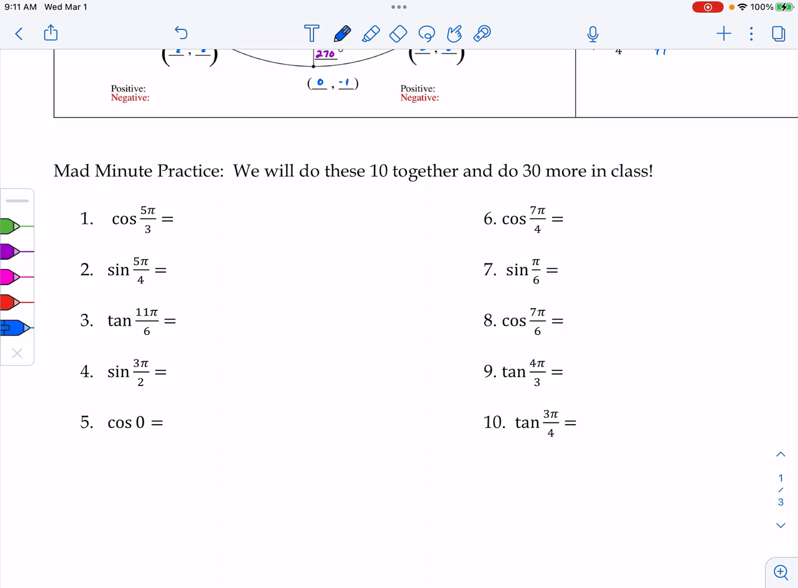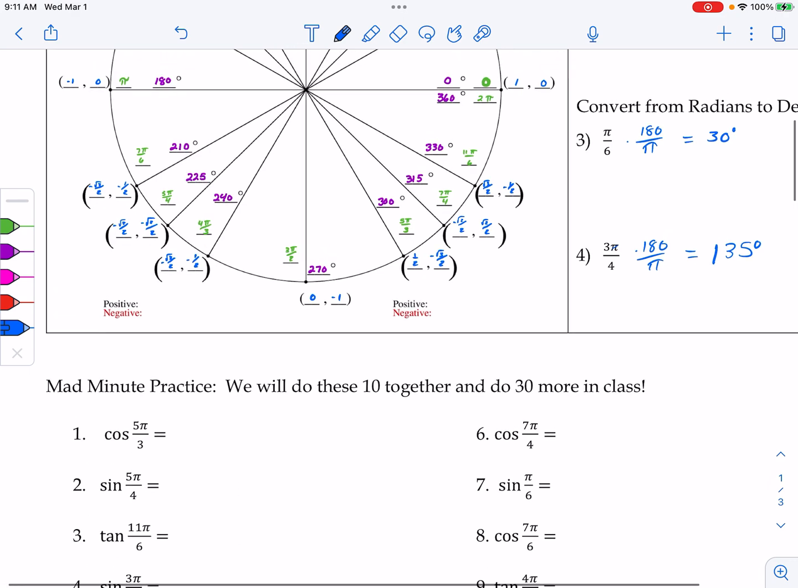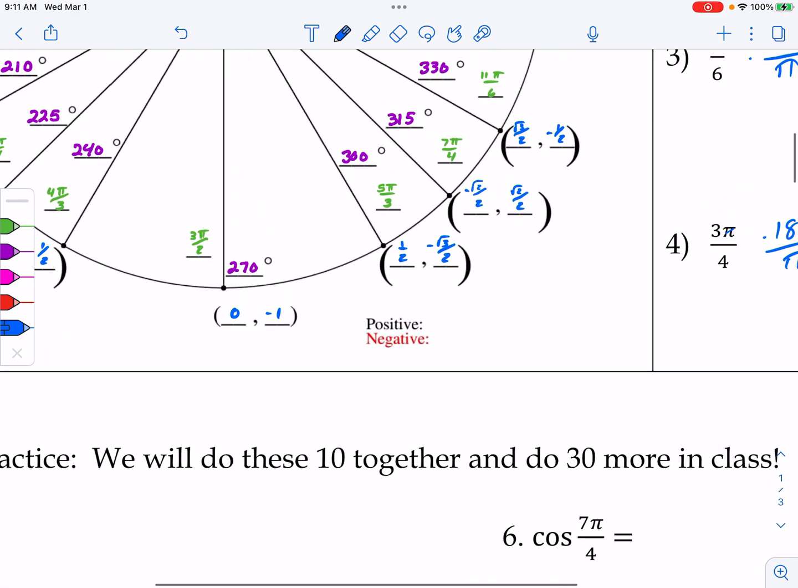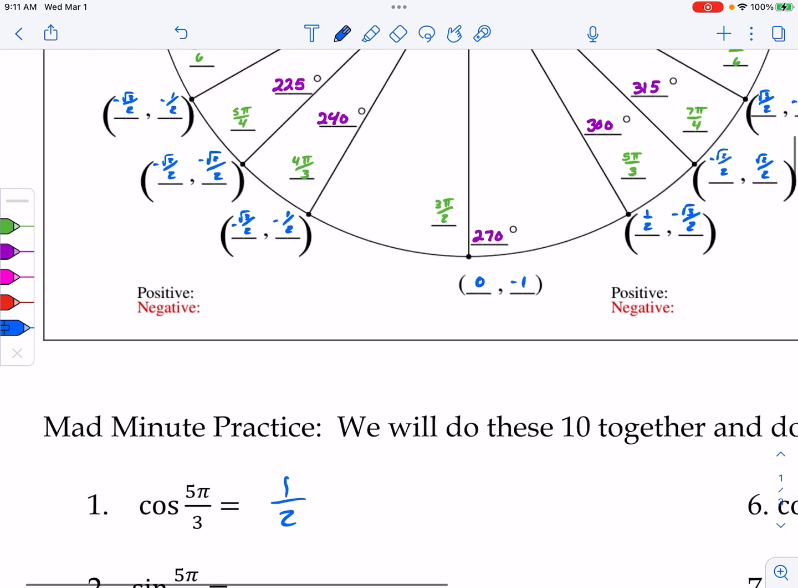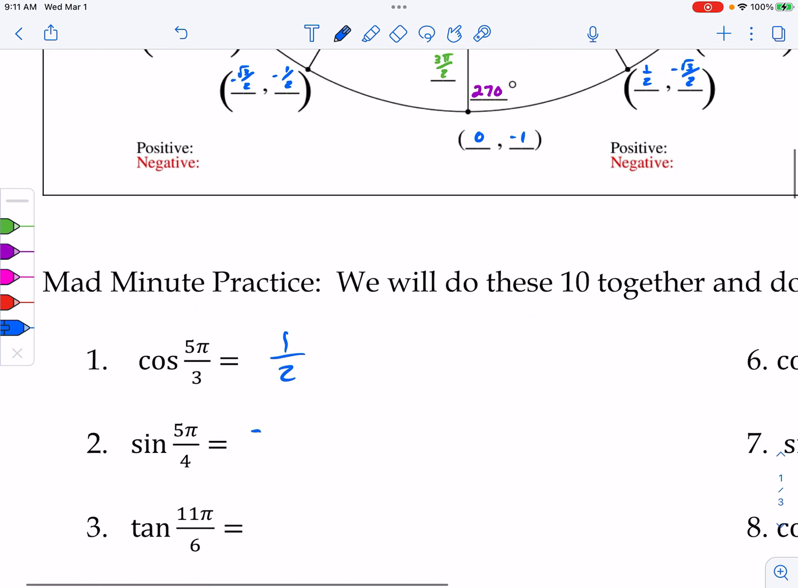All right, so the cosine of 5 pi over 3, if you don't remember, you go up to your unit circle and you find 5 pi over 3. The cosine is the x value, so that's a half. Sine of 5 pi over 4, it's in this quadrant, it's negative root 2 over 2, it's the y value.